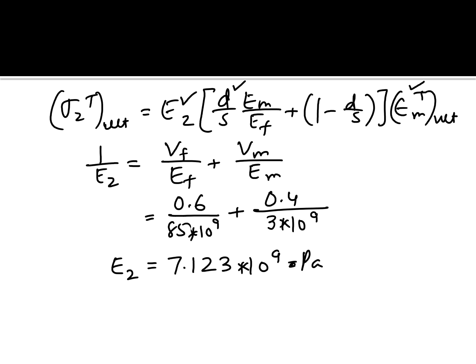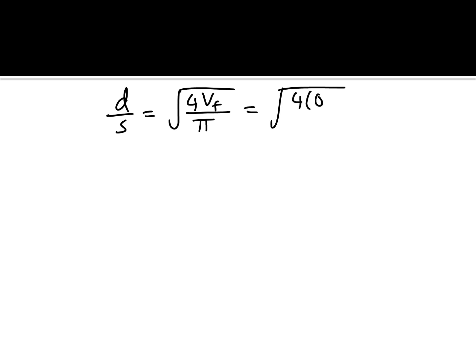pascals. Let's look at the other variables which we have to calculate, which is d by s and epsilon mt ultimate. So the d by s ratio is given by this formula for a square packing array and the fibers being circular. So that gives us 4 times 0.6 divided by pi, square root of that, which is 0.8740.